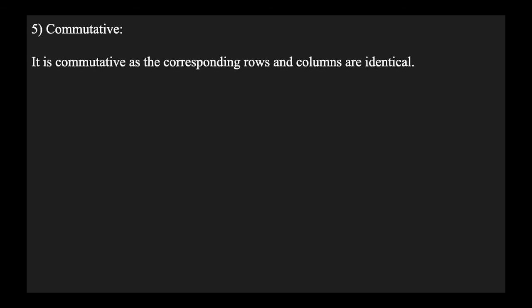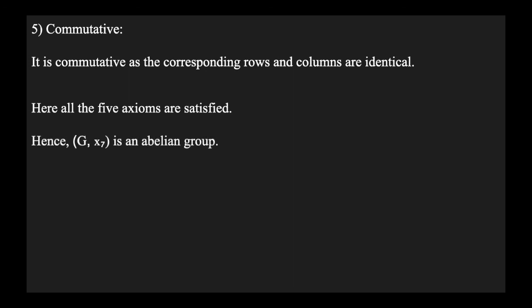Now commutativity, it is obvious. It is commutative as the corresponding rows and columns are identical. Here all the 5 axioms are satisfied. So hence (G, multiplication modulo 7) is an abelian group.